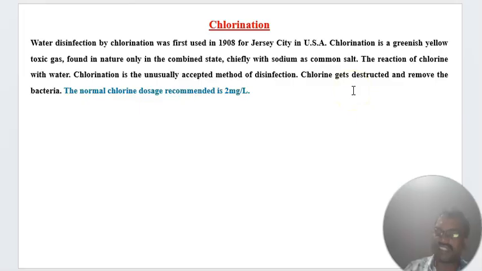Chlorine is used for the removal of bacteria. That point is very important. The normal chlorine dosage recommended is 2 mg per liter. How much chlorine gas is required? 2 mg is required to purify 1 liter of water. That point we need to keep in mind, as some competitive exams will ask you.